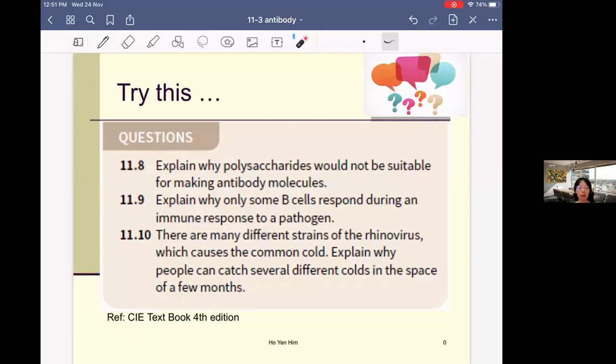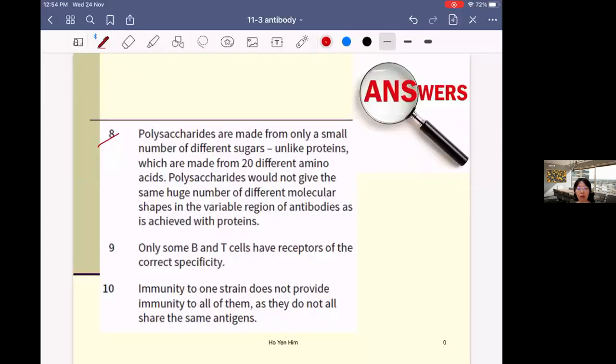Okay, let's do this question from the textbook. Explain why polysaccharides would not be suitable for making antibody molecules. Now, this kind of question can come up in the actual exam as a higher order thinking question. Instead of explain, they will write the word suggest. Every time they ask with the word suggest, it's usually a higher order thinking question. So can anyone answer? Let's look at the answer.